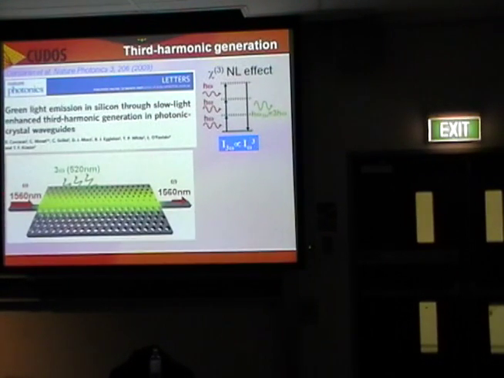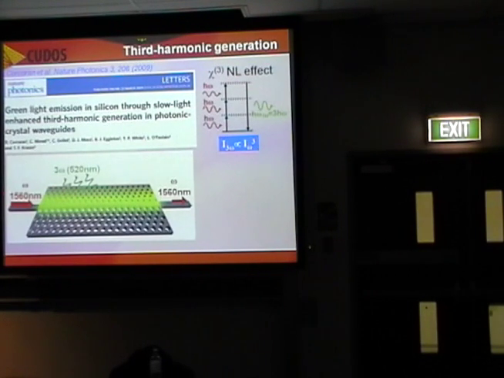And so this was published in Nature Photonics. So they observed third harmonic generation. There's no surprise that third harmonic generation is going on because it's a third order nonlinearity. What's surprising is that in silicon, in the visible, it's opaque. It's like brick. What's surprising is that we've never seen third harmonic generation in regular waveguides.